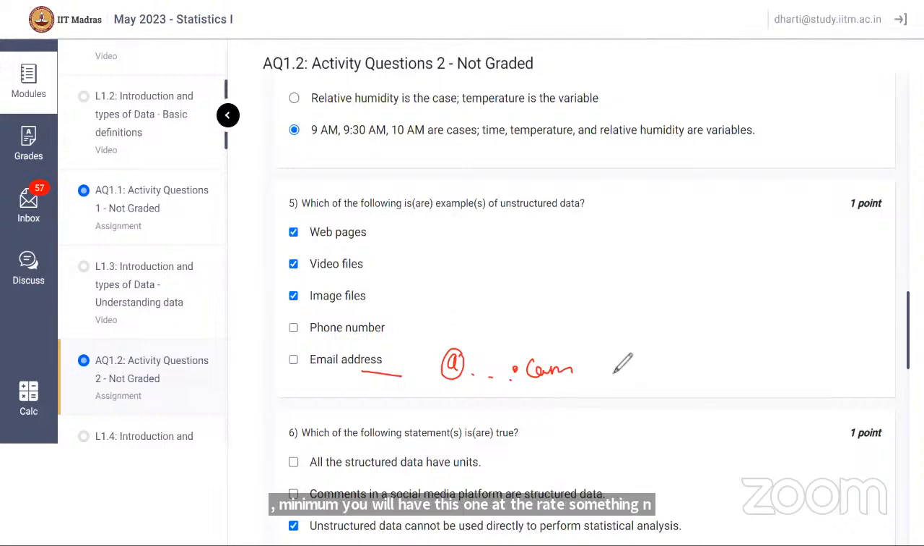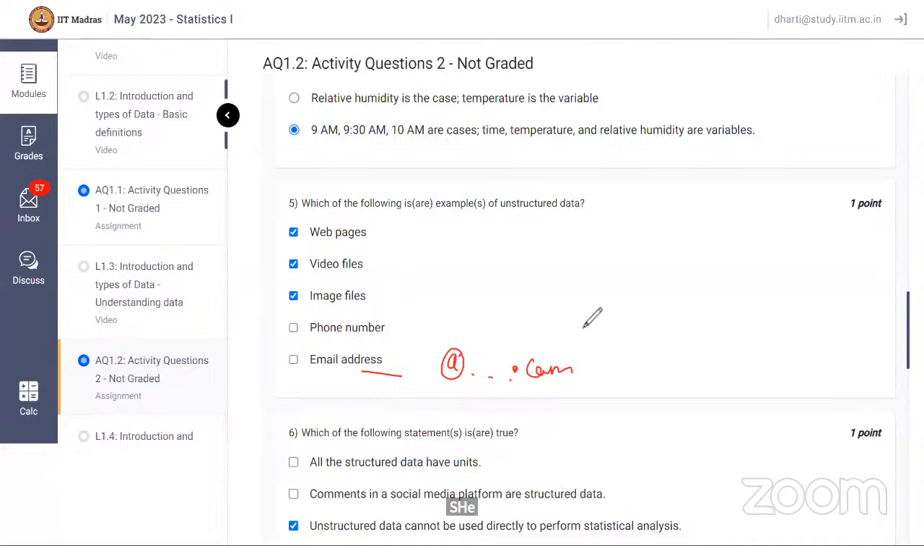Or maybe not .com sometimes. But when it comes to image files, the file type may vary. It may be JPG, PNG, or maybe SVG. I'm not remembering. Yeah, that kind of thing.